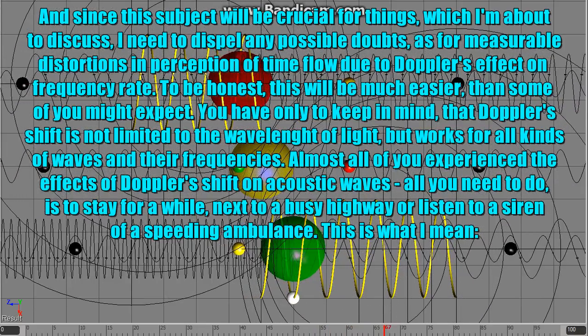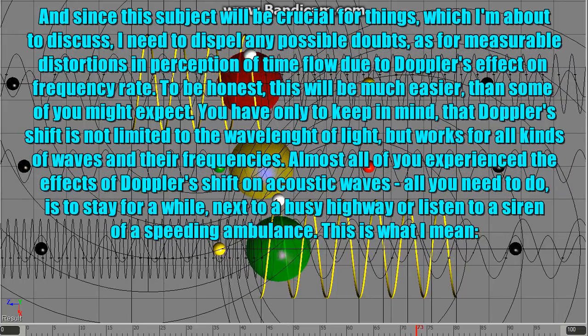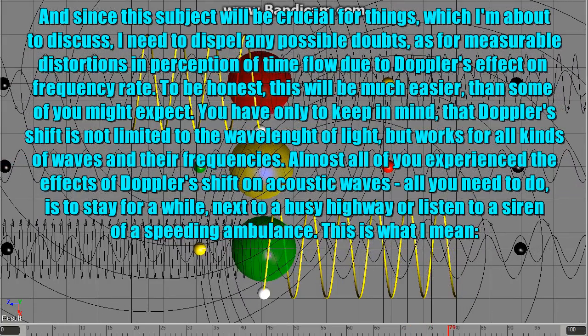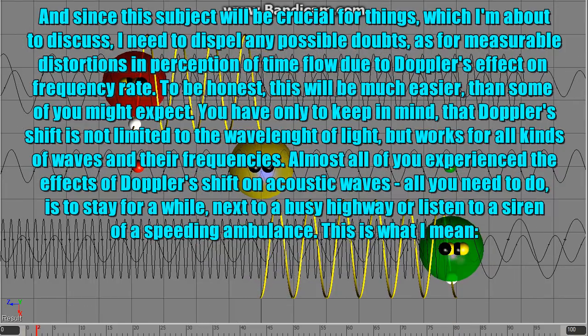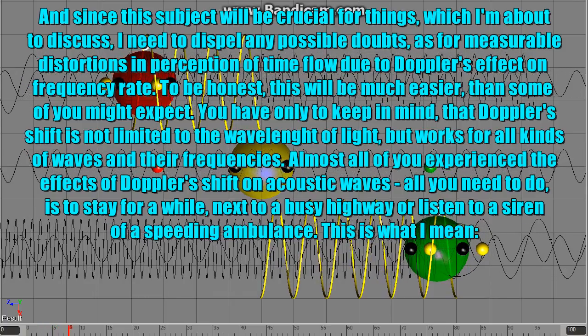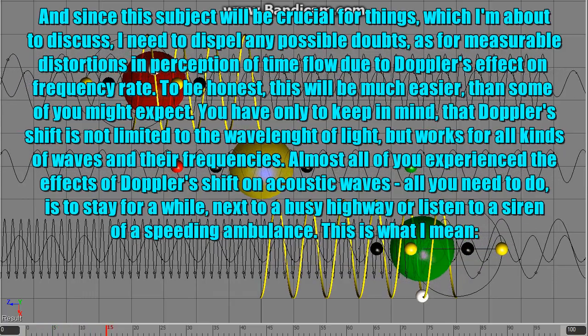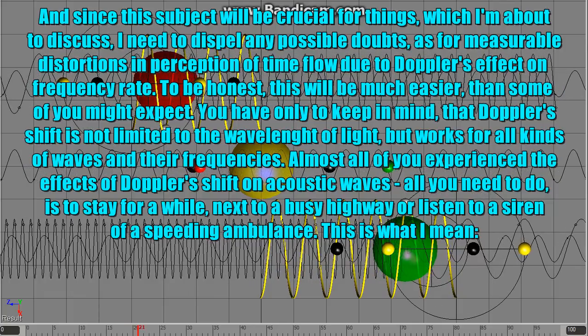You have only to keep in mind that Doppler's shift is not limited to the wavelength of light, but works for all kinds of waves and their frequencies. Almost all of you have experienced the effects of Doppler's shift on acoustic waves. All you need to do is to stay for a while next to a busy highway, or listen to the siren of a speeding ambulance. This is what I mean.